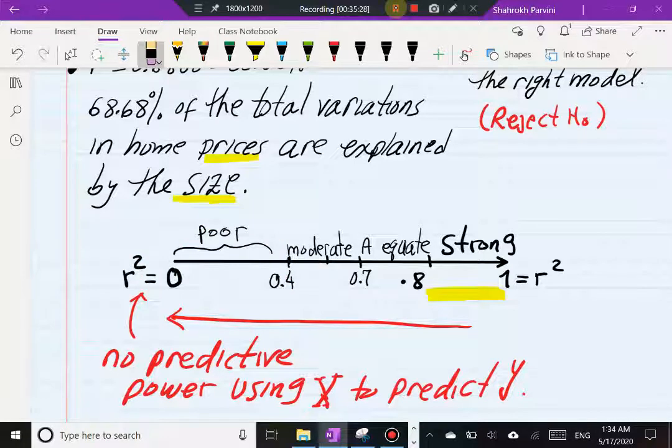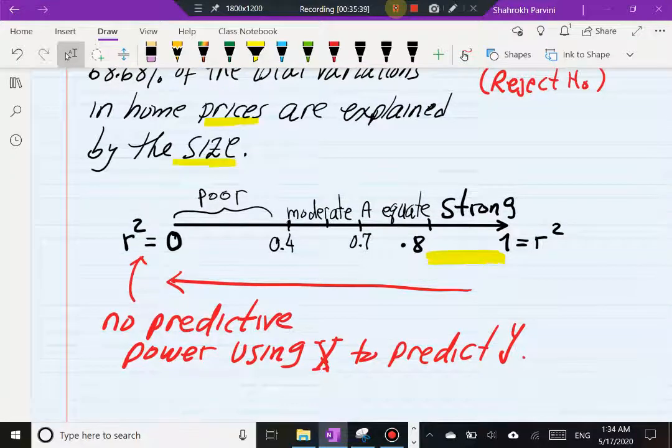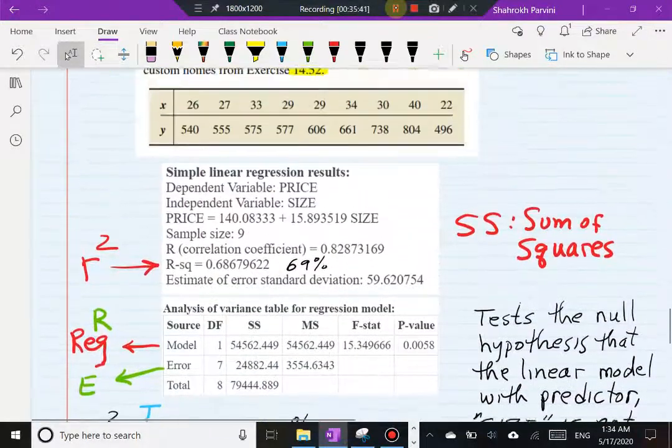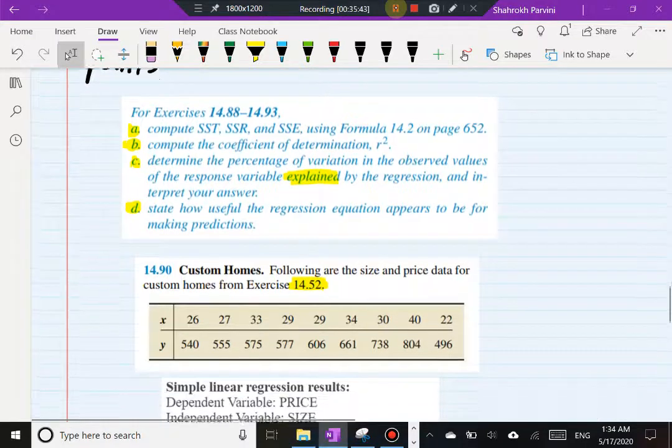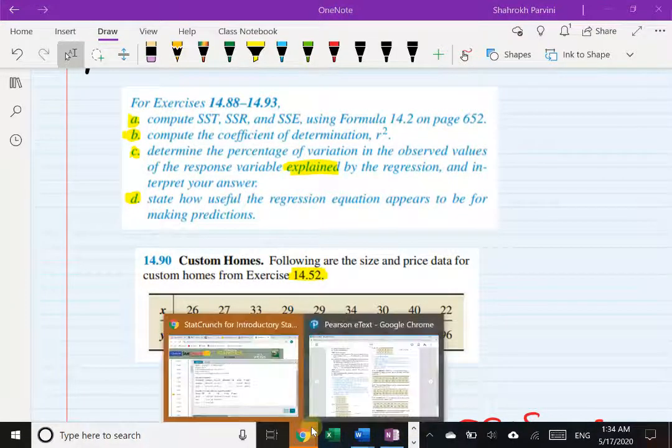Okay, this R squared, by the way, is also used in multiple regression. That's when we have multiple independent variables. So there you go. That's all we had to do in this section. Let me go to StatCrunch and just remind you how the regression was run in chapter 14.